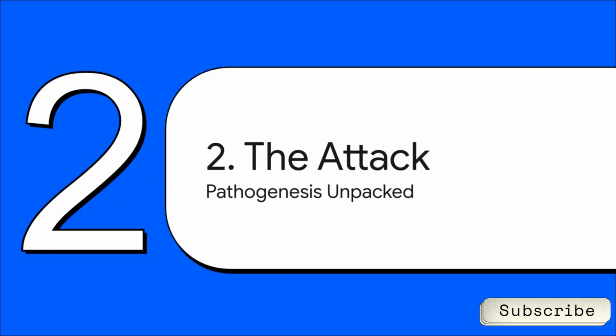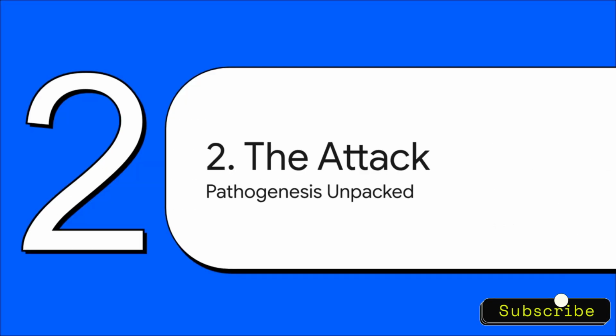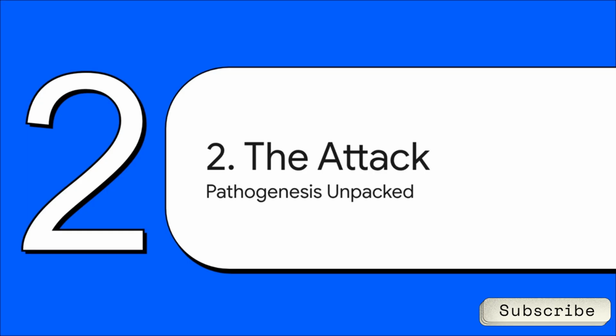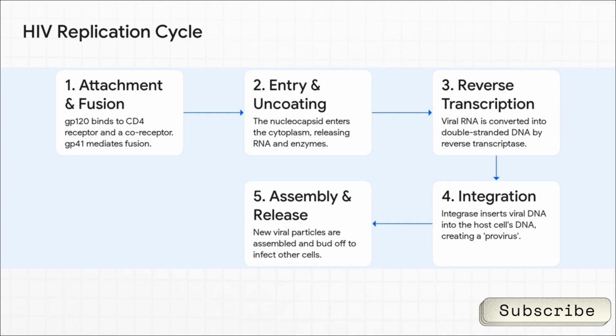All right, so we know what the virus is made of. Now, let's see exactly how it launches its attack and hijacks our immune system. Okay, so here's the blow-by-blow of the viral takeover. First, the virus's GP120 protein docks onto a CD4 receptor on one of our helper T cells. It's like finding the right keyhole. Then it fuses with the cell and injects its contents.